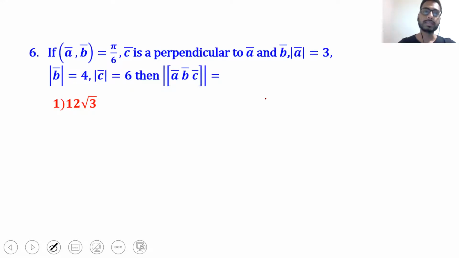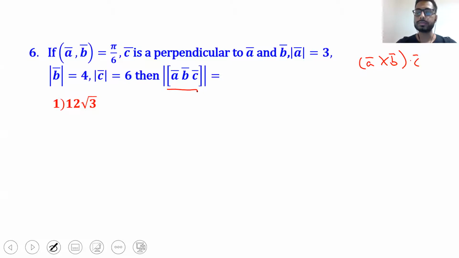In this particular case, angle is given between two vectors A bar and B bar, which is equal to pi by 6 or 30 degrees. It is said that C bar is perpendicular to both A bar and B bar. As C bar is perpendicular to A bar and B bar, I can say that C bar is perpendicular to this plane in which A and B lie. Therefore, A cross B dot C. Value of magnitude of A, B and magnitude of C are also given. I have to find value of this box product [A B C].